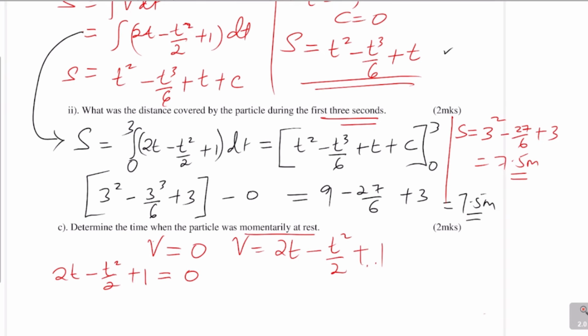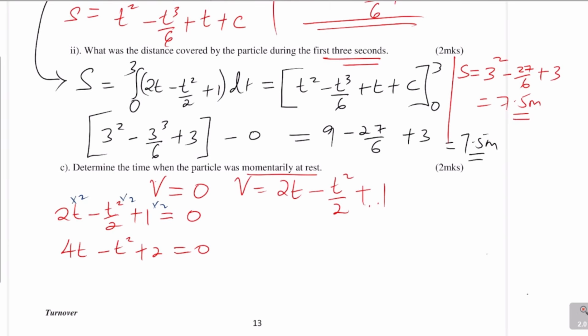So from there, I can reorganize this one to form a quadratic equation, and I will first eliminate this denominator by multiplying each term by 2, so that I have 4t minus t squared plus 2 is equals to 0. If I reorganize this, I will have negative t squared plus 4t plus 2 is equals to 0. Multiplying each term by negative 1, we get t squared minus 4t minus 2 is equals to 0.